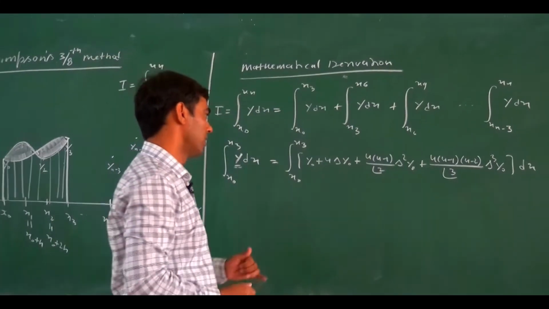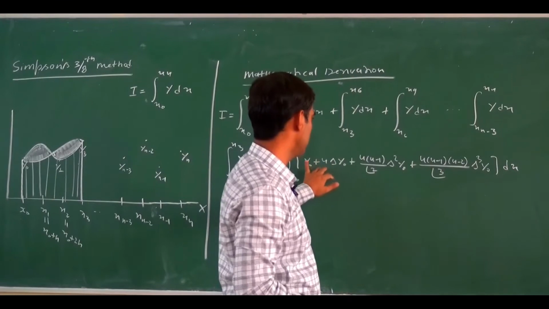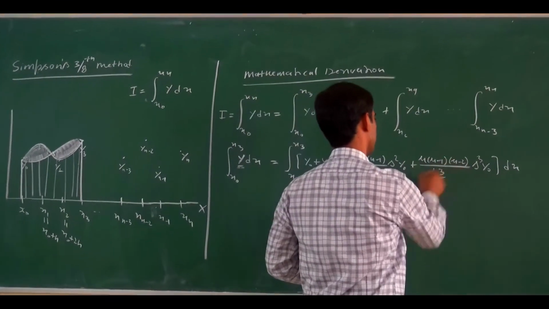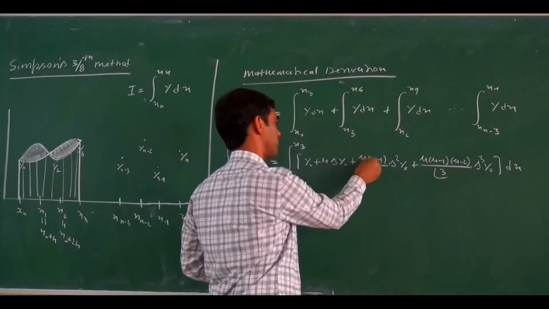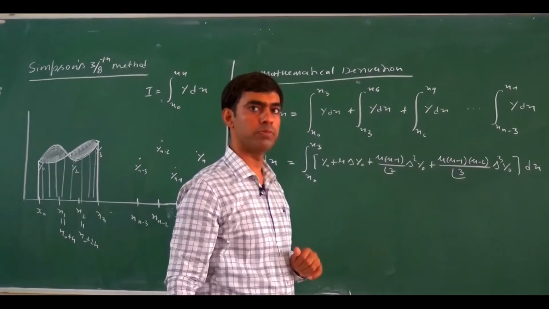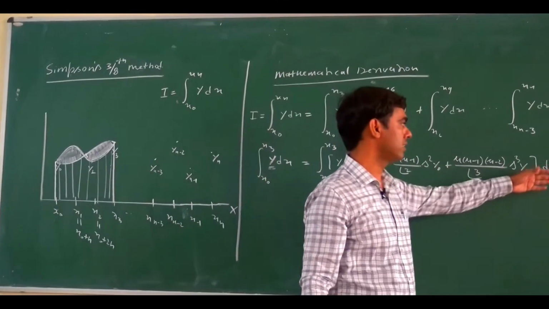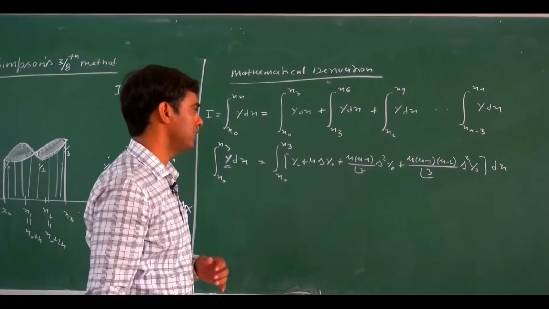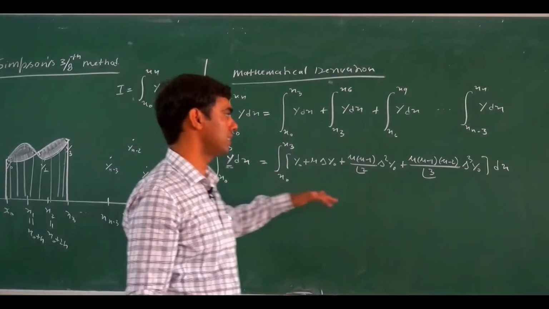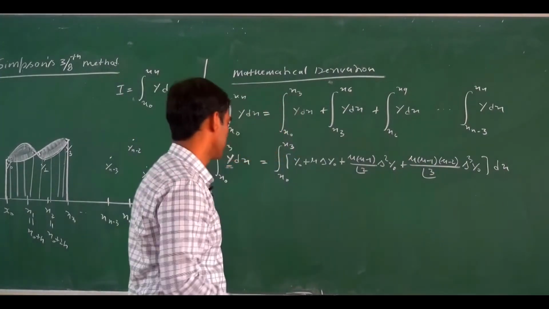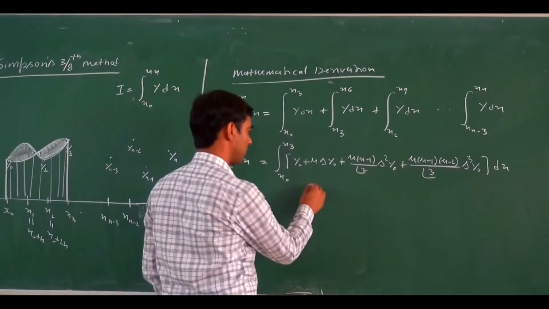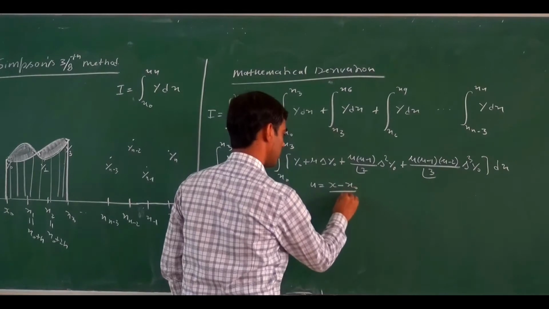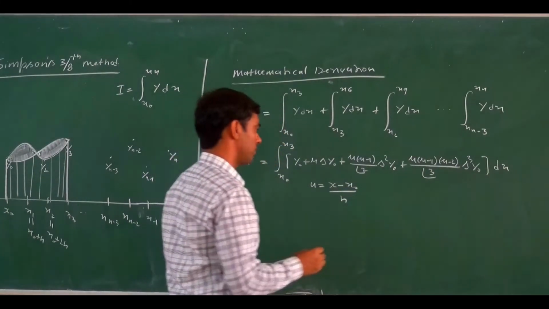Now if we closely observe, this is a function of u, this is a function of u, this is a function of u, but we are going to integrate with respect to x. So there is a need to convert this integration in terms of u. We know that u equals (x minus x0) upon h. So what is the value of dx?